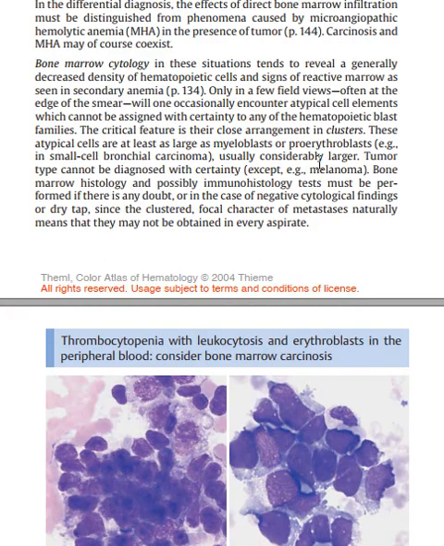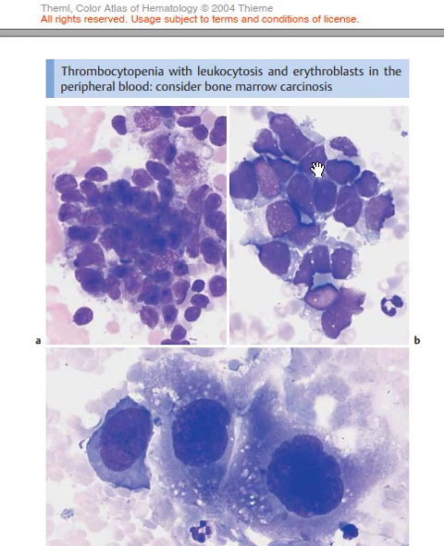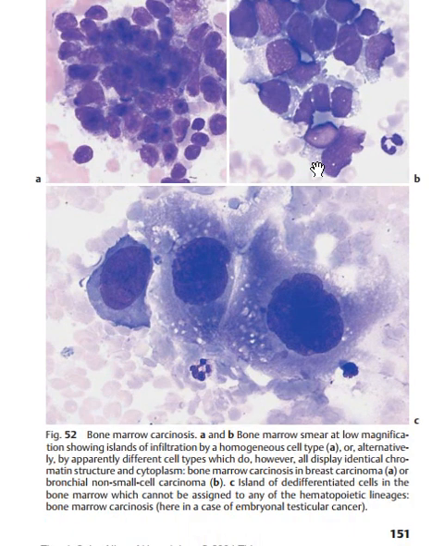Now we have the cytology in cases of a myelodysplastic anemia. So this is the cytology. So you have bone marrow carcinosis. Diagram A and B show the bone marrow smear at a low magnification, showing islands of infiltration with hematogenous cell type. Is it clear?